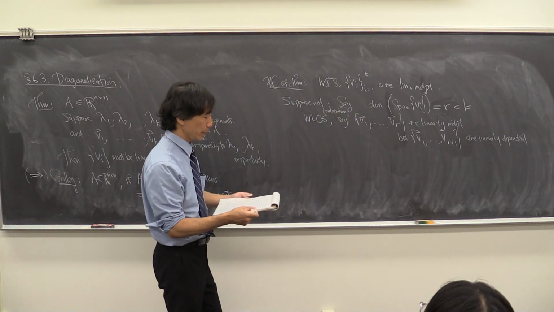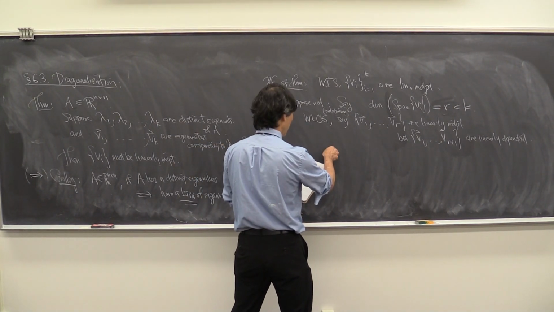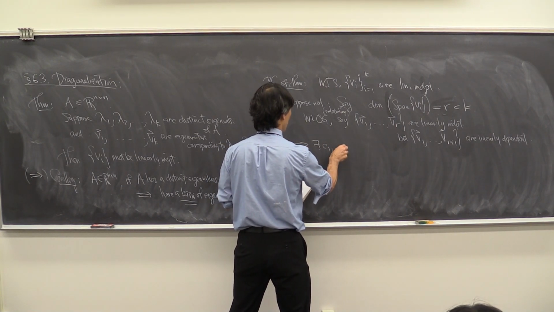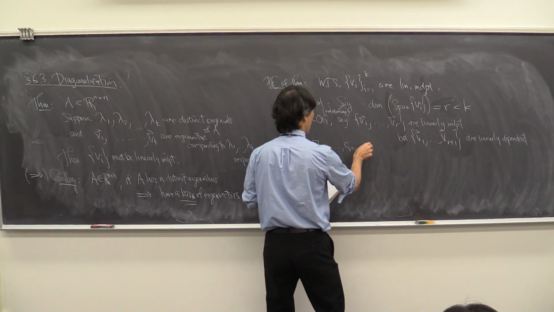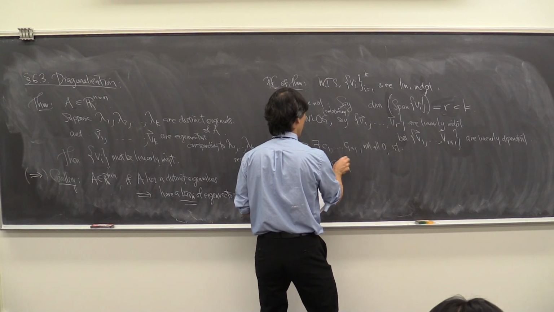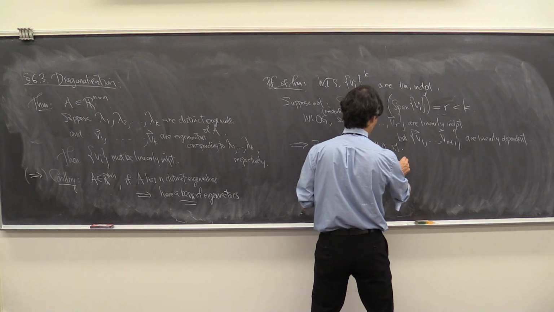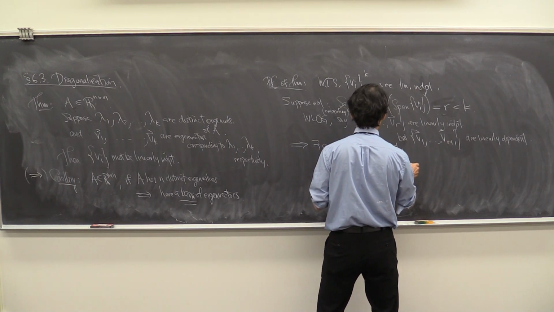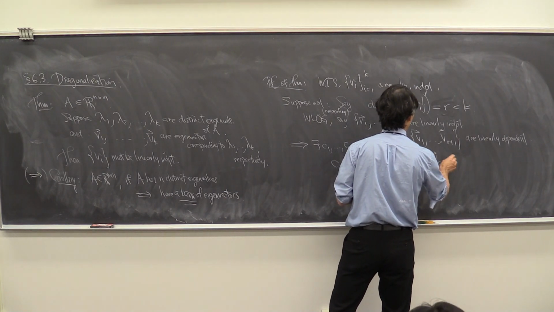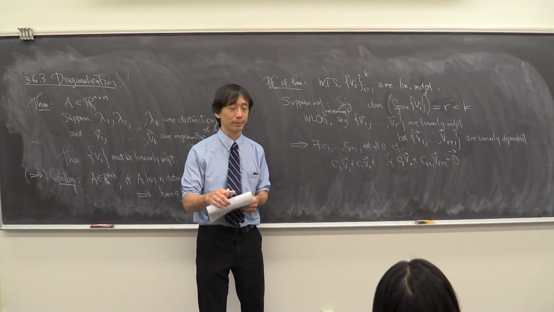Those guys are linearly independent, and we throw in one more. They're linearly dependent. So that means that there exist c1 through c(r+1), not all 0, such that c1 v1 plus c2 v2 plus ... plus cr vr plus c(r+1) v(r+1) is the zero vector. Definition of linear dependence.